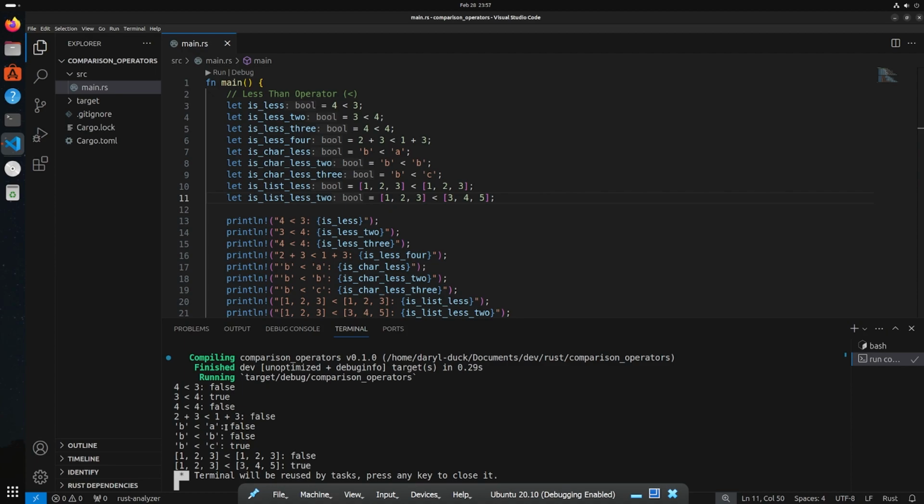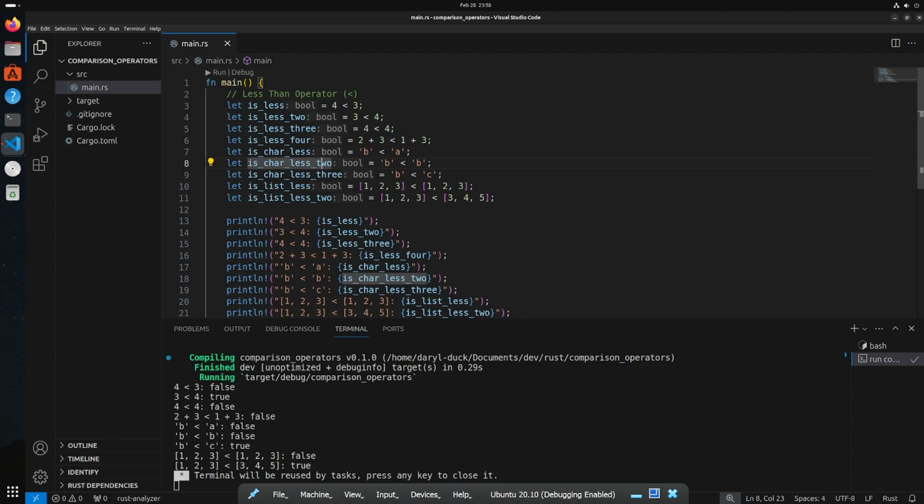B less than A is false because A is less than B. B less than B is false because they're the same. And B is less than C, so therefore it's true. Then we've got 1, 2, 3 is less than 1, 2, 3. That's false because they're the same. And then 1, 2, 3 is less than 3, 4, 5. So that gives us true. Cool? So it's a little redundant and repetitive here, but I have to go through each one.